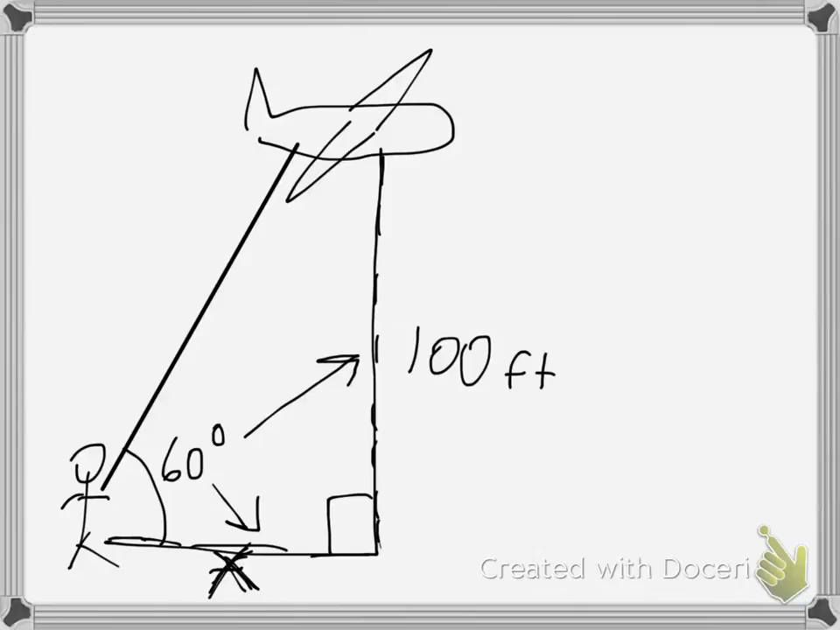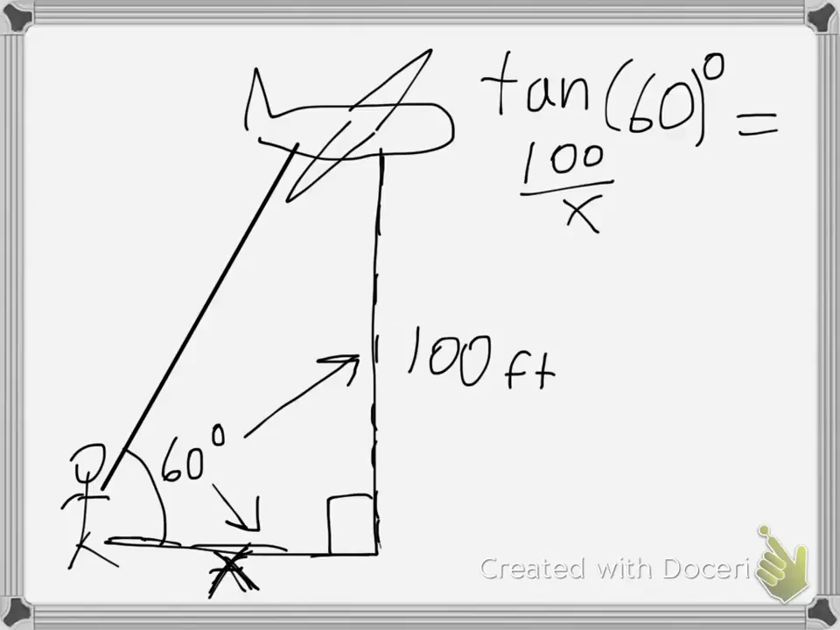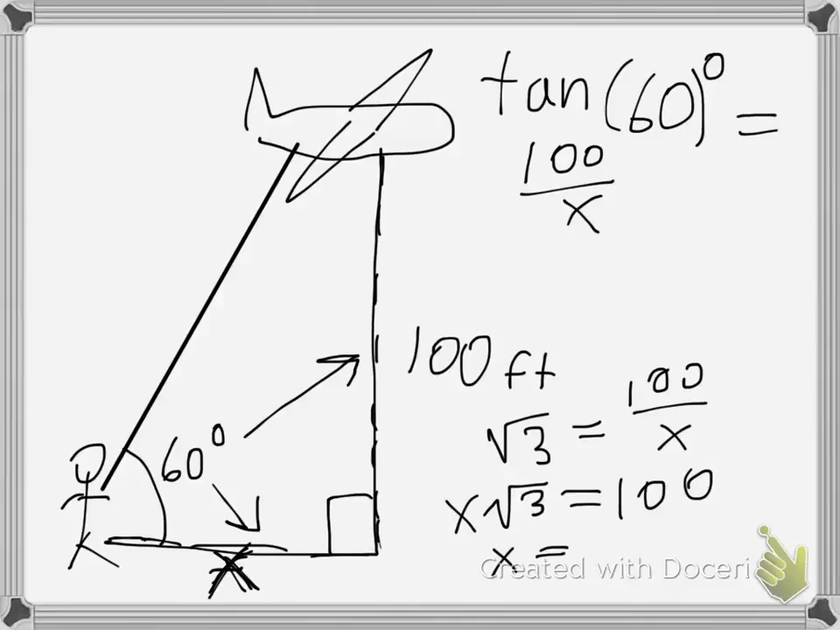So what trig ratio involves the opposite and adjacent? Well, tan does once again. So we get tangent of 60 degrees equals 100 divided by x. So the square root of 3 is equal to 100 over x. So x times the square root of 3 equals 100. So x equals 100 over the square root of 3. So you need to walk 100 over the square root of 3 feet to be directly under the plane.